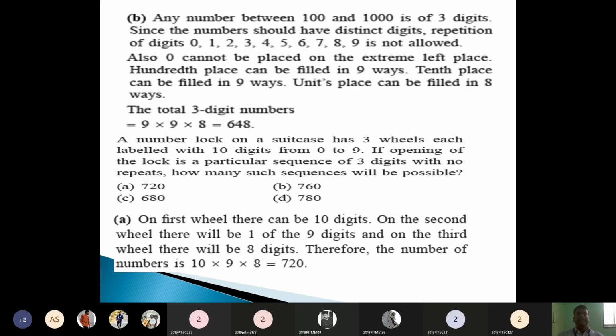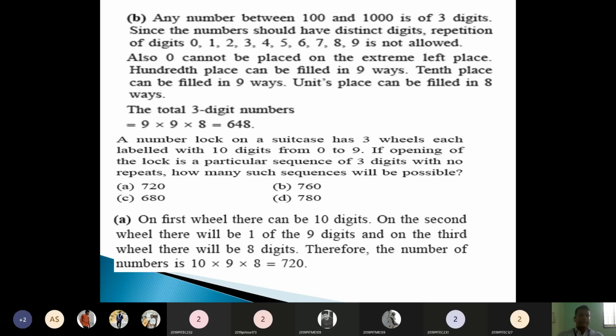Okay. So in the 100th digit, 9 different numbers you can occupy. The possible numbers are 1 to 9. In the 10th place, if you fix number 2 in the 100th place, the remaining 9 numbers, that is 0, 1, 3, 4, 5, 6, 7, 8, 9, can be placed in the 10th place. Next, unit place, the remaining 8 numbers only you can fix. That's why they are putting 9 into 9 into 8. So 648 such numbers exist from 100 to 1000.